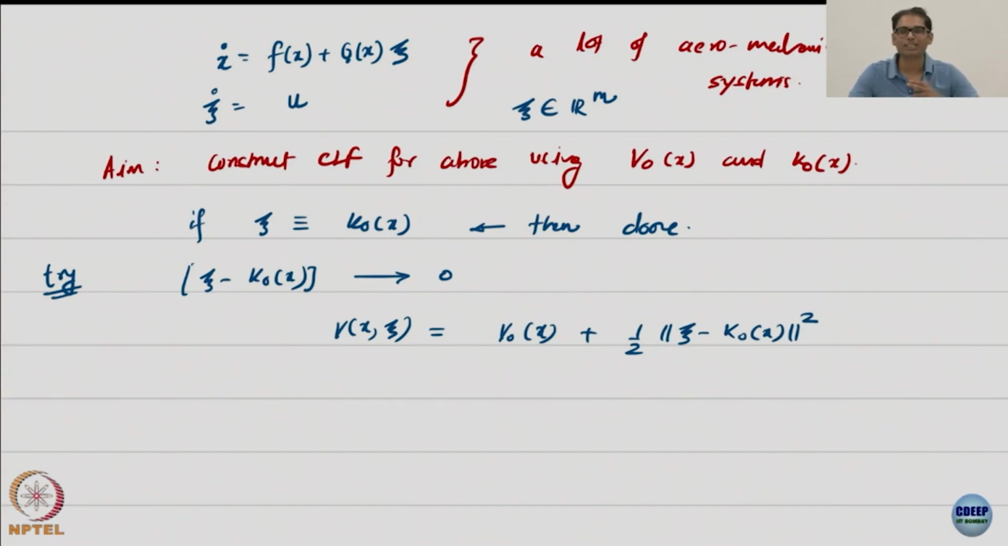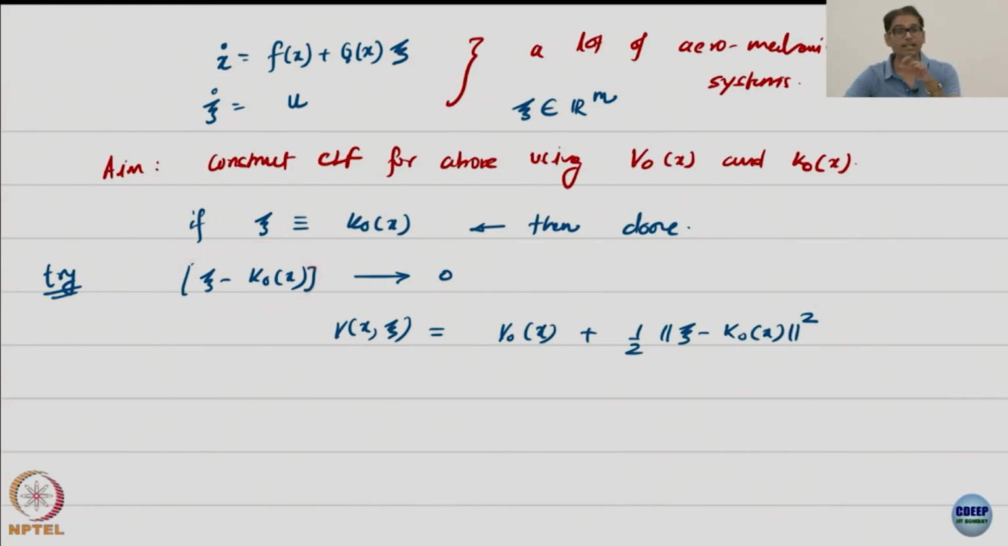Basically, what do I mean? I am using the logic that folks in control just want to drive things to 0. Right now, my original requirement was that I drive x and psi to 0. But I knew from my previous knowledge that if psi is equal to k0x, then I drive x to 0, and in fact if x goes to 0, psi also goes to 0. Since this is not possible, I try to make the difference go to 0.